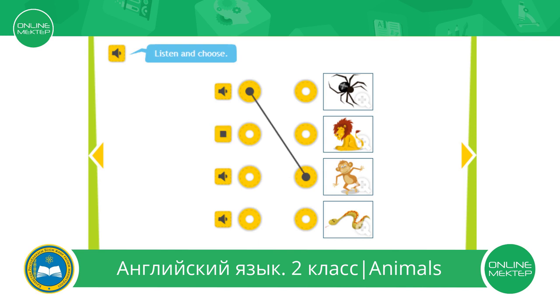Next. What's this animal in English? It's a spider. Can you see a spider? Well done. Number 3. What's this animal in English? It's a lion. Lion. Can you see a picture of a lion? Fantastic. And the last one. What's this animal in English? It's a snake. Here's the snake. Well done.